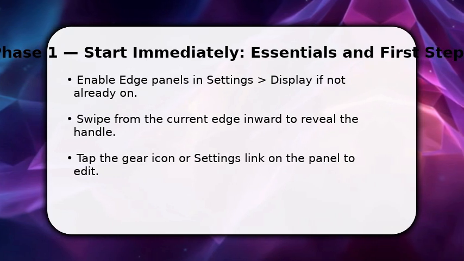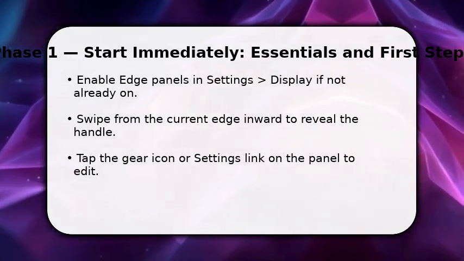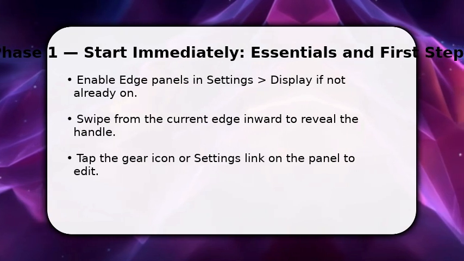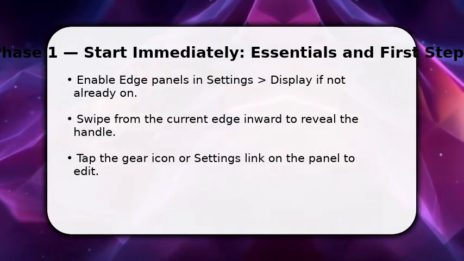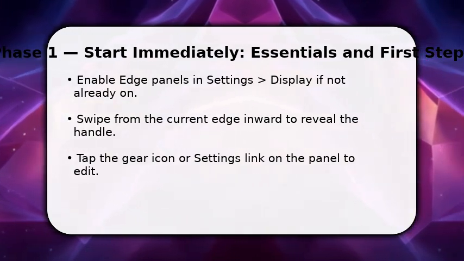the panel. Tap the small gear or settings link visible on the edge, because that brings up customization and position options. You're now in the right place to choose which side the handle lives on and to adjust its sensitivity and size. Now you select right edge as the new position.